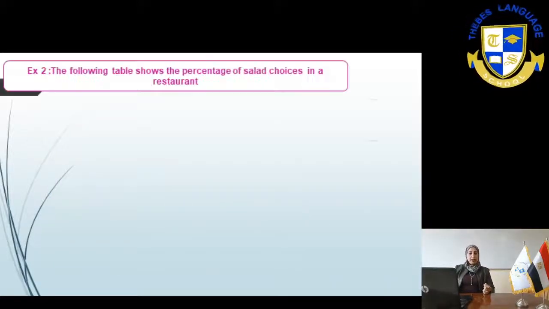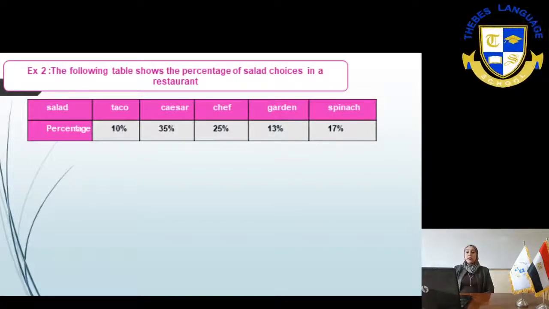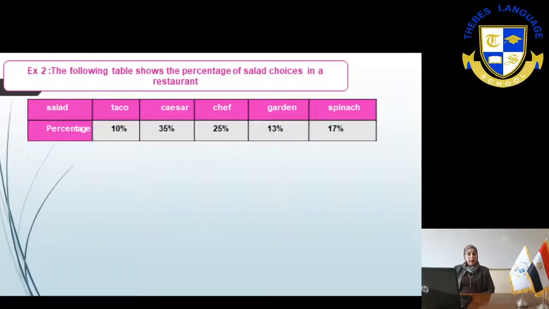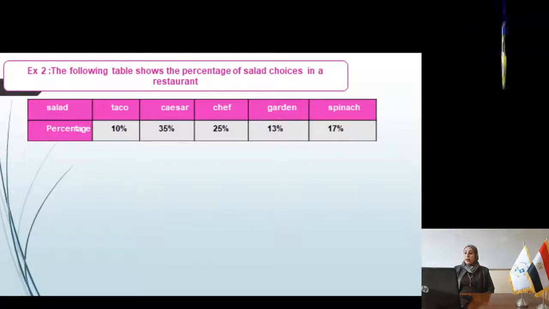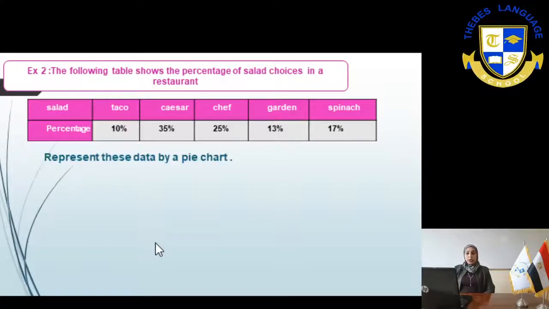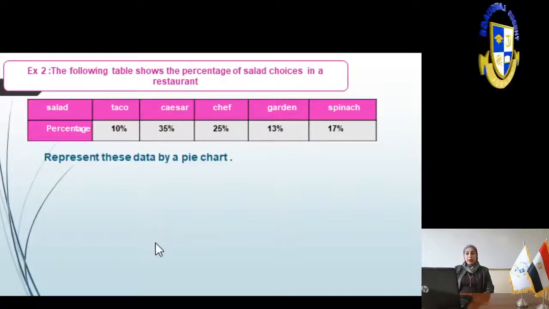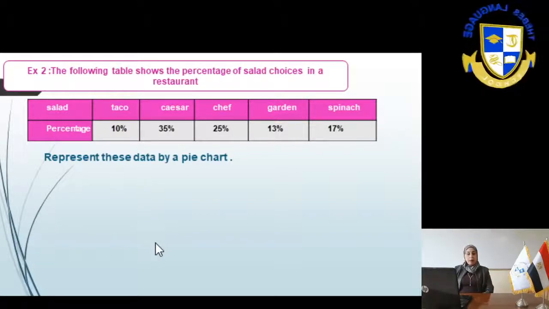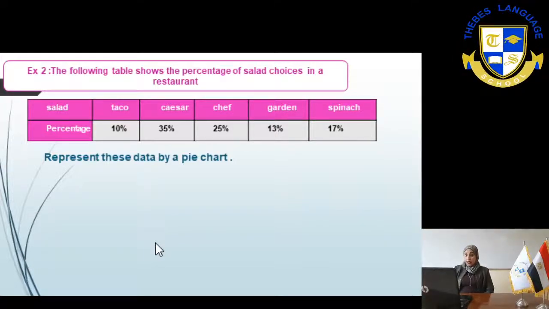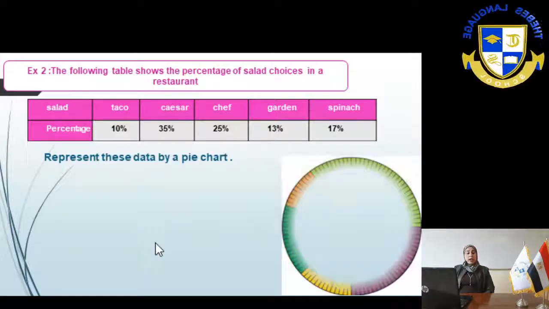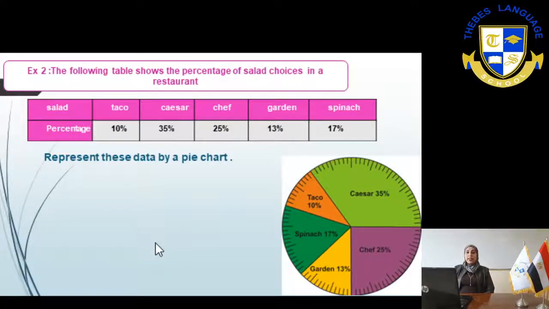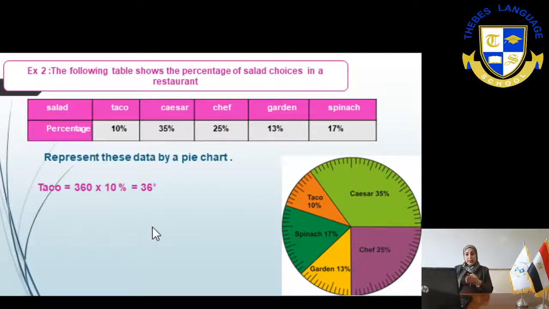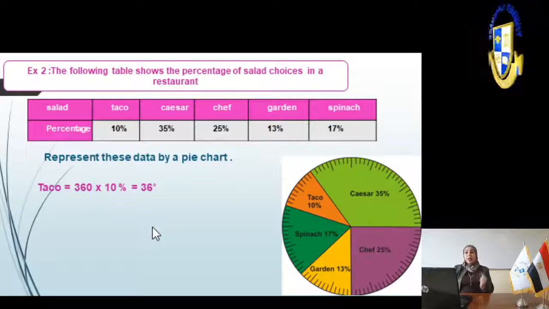Again, another example, number 2. The following table shows the percentage of salad choices in a restaurant. Taco, Caesar, chef, garden, and Spanish. The percentages were 10%, 35%, 25%, 13%, and 17%. Now represent this data by a pie chart, or by a circular sector, same meaning. Here, I'll start with the taco. 360 degrees, which is the sum of all angles, multiplied by the percentage of this specified salad, 10%, will be 36 degrees.